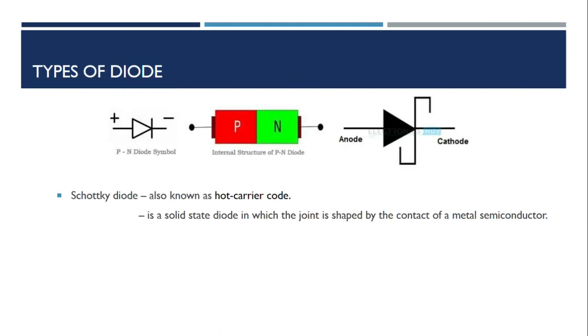This is another type of diode. This is known as the Schottky diode. It is also known as a hot carrier diode. It is a solid-state diode in which the joint is shaped by the contact of a metal and a semiconductor. The hot electron diode is generally made up from N kind of material or slightly doped substrate and a metal like aluminum.